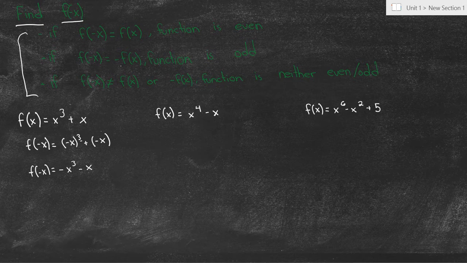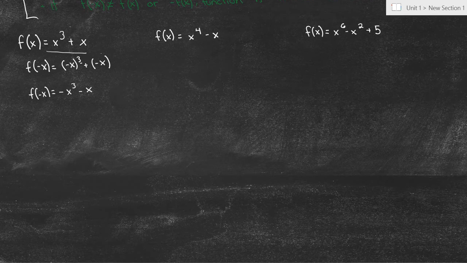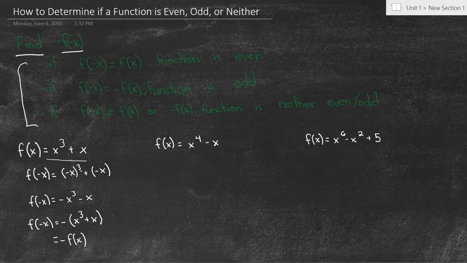Now let's look at what we're looking for. Does f of negative x equal f of x? That doesn't look the same as f of x to me. Does f of negative x equal negative f of x? Let's test that. What could we factor out to try to get that? We could factor out a negative sign, equals negative, and then we'll be left with x cubed plus x. Well, that's our starting point. So f of negative x does indeed equal negative f of x. Let's check our rules. That means that this function is odd.